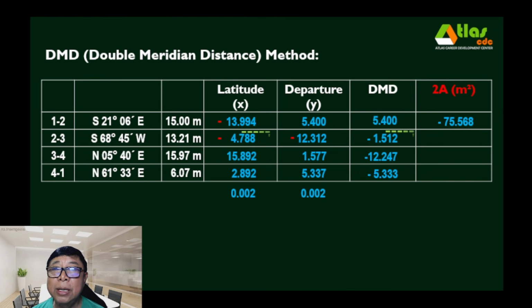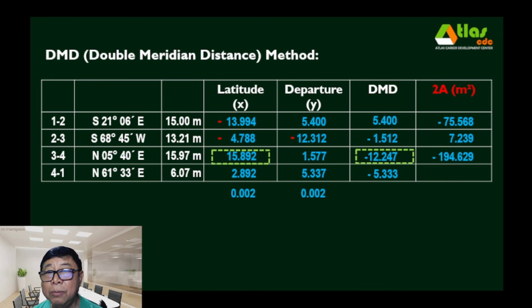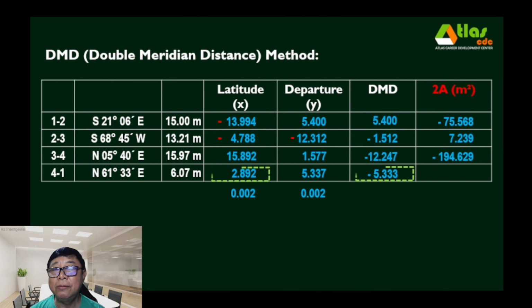Our next double area will be for line 2-3. It will be negative 1.512 times negative 4.788, which will give you a positive value. So that will be 7.239. Our next one will be negative 12.247 times positive 15.892, which will give you a negative value, and that will be 194.629. Our last line will give you a DMD of negative 5.33 multiplied by positive 2.892, which will give you a negative value of negative 15.421.